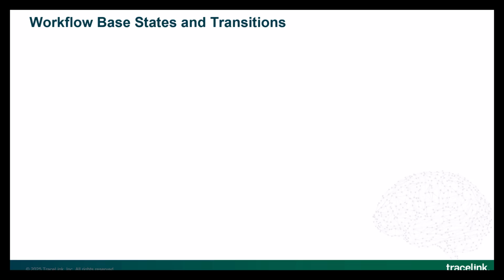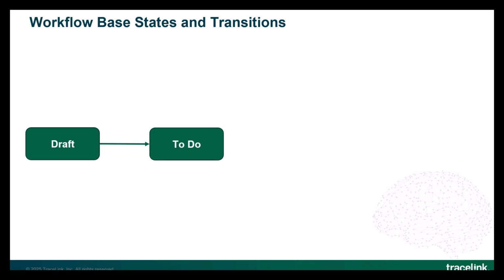Let's look at the workflow-based states and transitions. Starting with draft. This is the initial state for all exceptions, whether created automatically through integrations or manually through the UI or API. Exceptions in the draft state are not visible to external partners. To do indicates that the exception is ready for collaboration. At this stage, external partners will gain visibility into the exception.